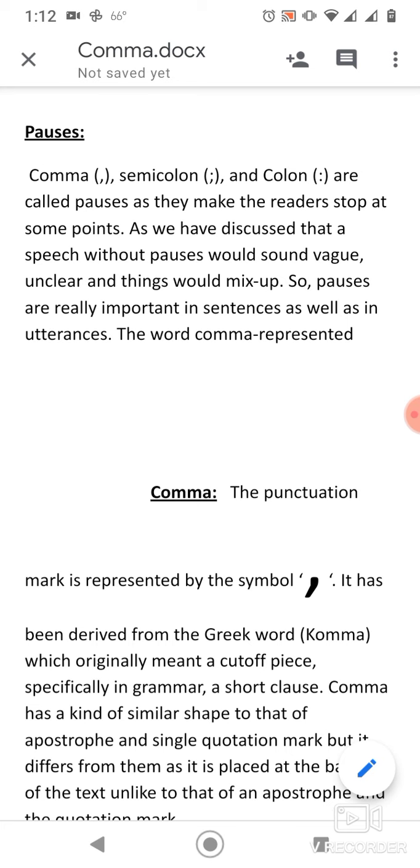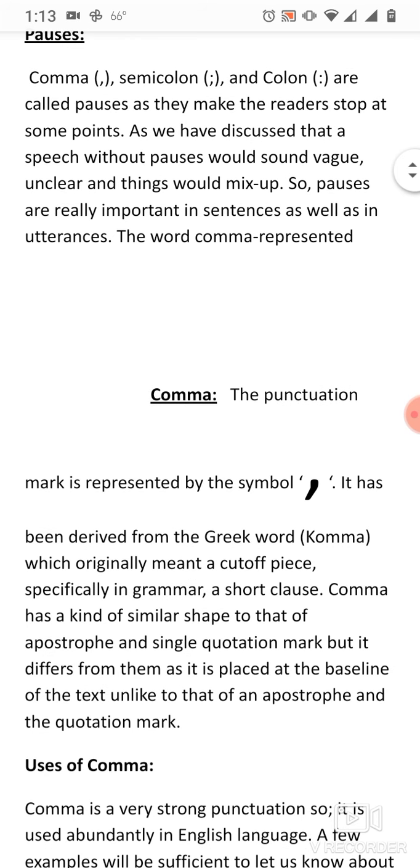If there are no pauses, if we speak or utter or write something without any gaps, without any pauses, things will mix up. They would become vague, unclear. We won't be able to understand them. So the pauses, comma, semicolon, and colon, are very important punctuation. They are important symbols, and they make us stop at certain points in sentences. We stop while we utter something.